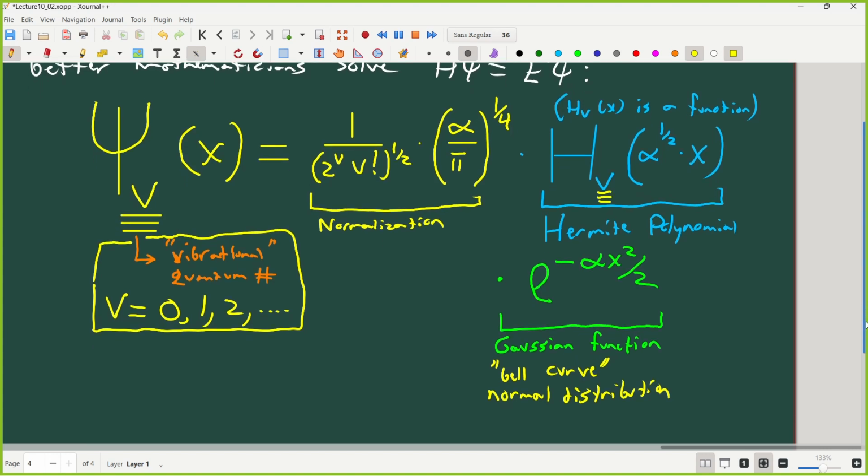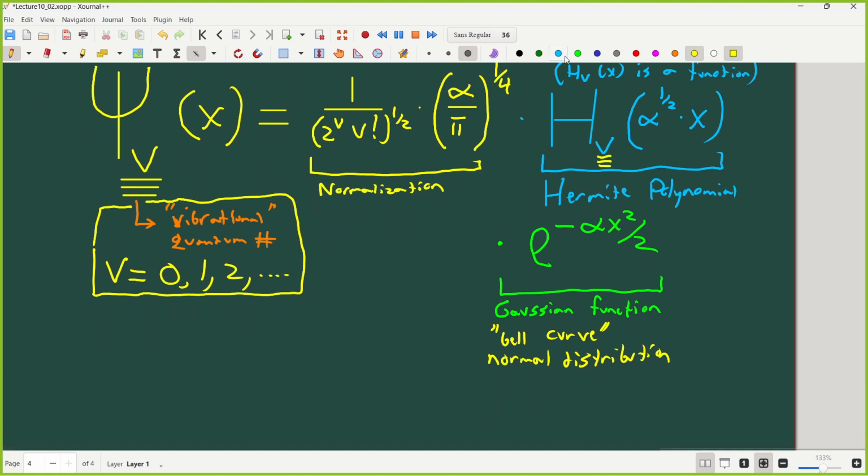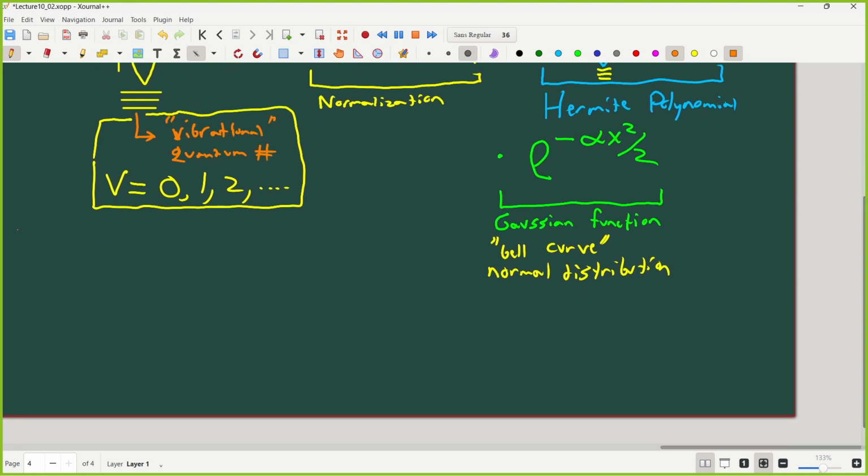So let's just get everyone on the same page here about the math, because there's a couple of complicated things here. Alpha is a constant, and it's the square root of the stiffness of the spring k times the reduced mass divided by h bar squared. So alpha has something to do with the spring parameters.